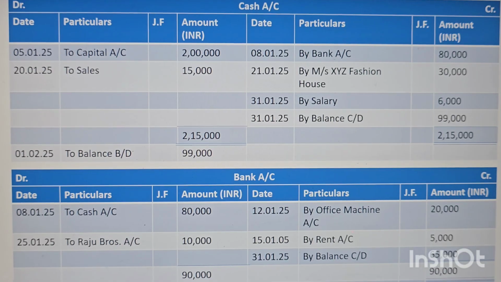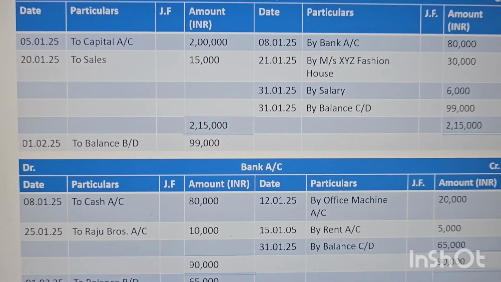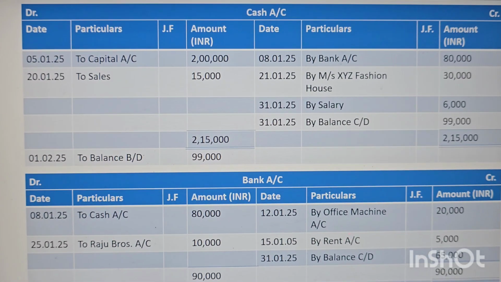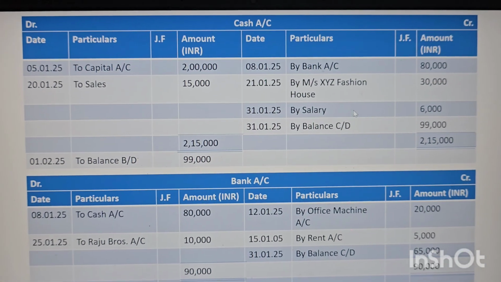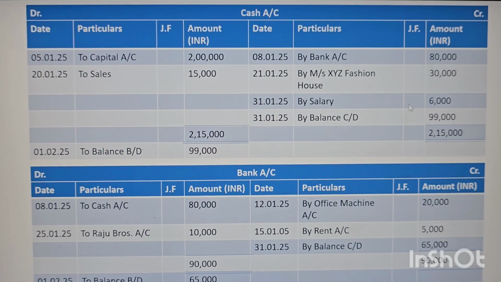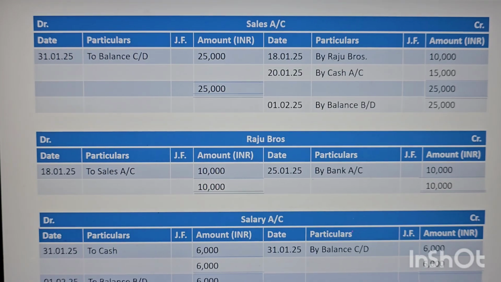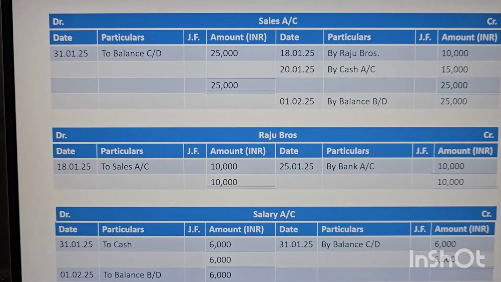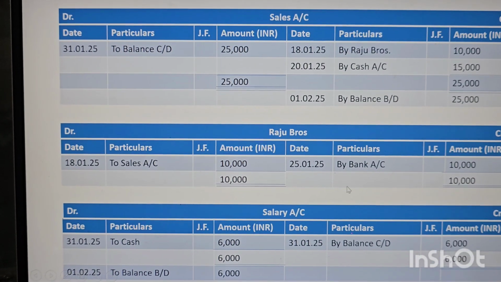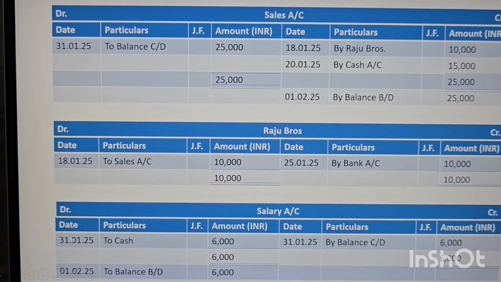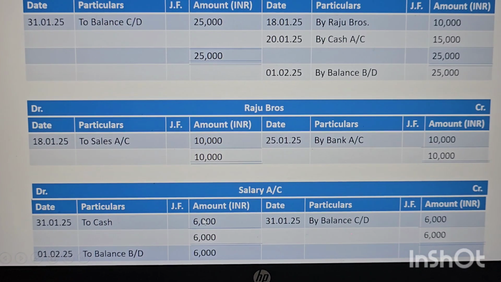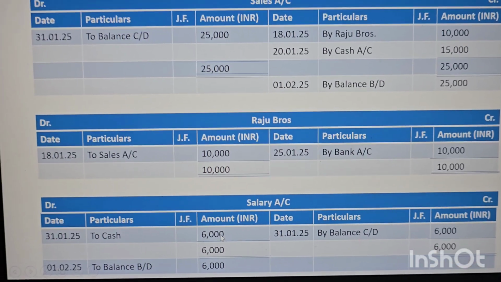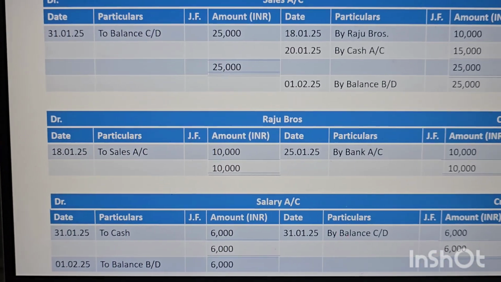So how will the entry be placed on the accounts? In the cash account, it should be by salaries account 6,000. And if I go to the salaries account, it should be showing on the debit side, salaries account debit. So on the debit side as to cash account 6,000 rupees. That is how the transactions are being recorded on the account.